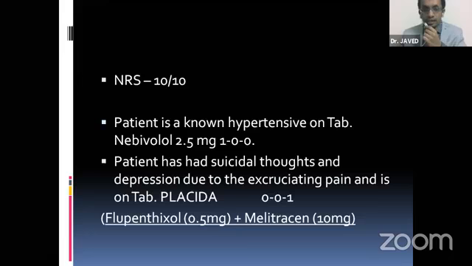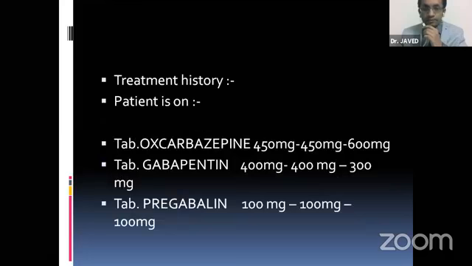The patient has had suicidal thoughts and depression due to the excruciating pain and is on a combination of flupentixol and melitracen once in the night for her depression.